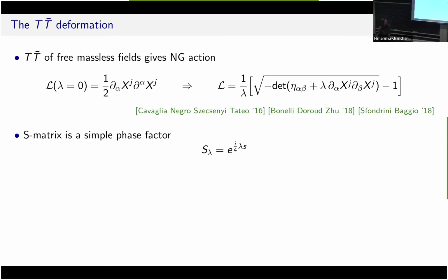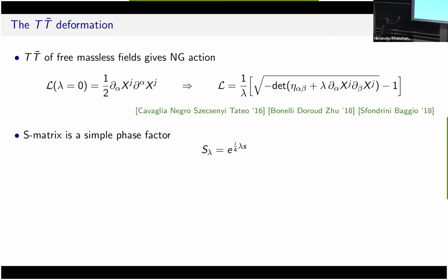And to make the link more manifest with what I was saying previously, you can start looking at what the TTbar deformation of the L2 is. So this free collection of bosons. If you assume that your initial theory is this collection of free massless bosons, then you can look at the TTbar deformation and you can actually write down an action for a finite deformation parameter lambda, and it takes this form. So you see that there is a direct relation with Nambu-Goto in static gauge, which is just this first piece here. And this explains why there is also this simple phase factor in this case.